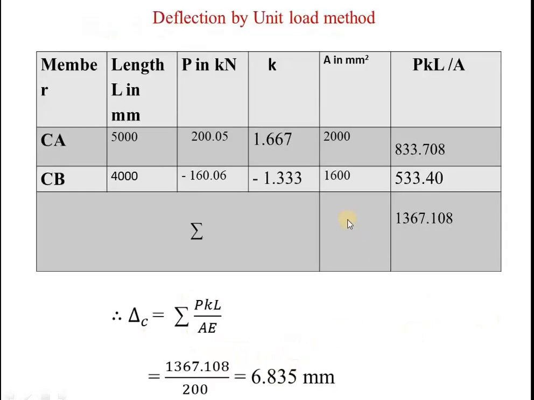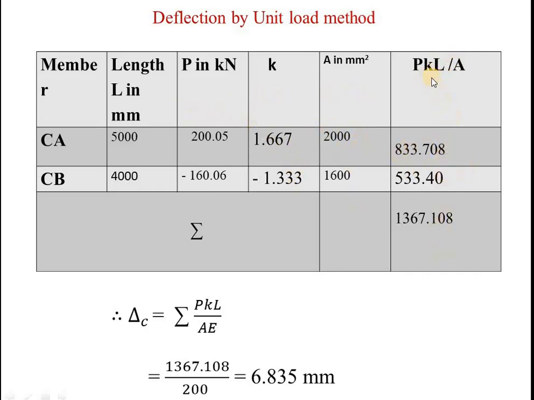If I want to do the same problem by unit load, what do I have to do? You have to replace that 120 kilonewton by 1 kilonewton. Then again find the forces in the members CA and CB, either by the method of joints or by dividing by the given force. Then you enter the area here. This is PKL by A, so you take these common.